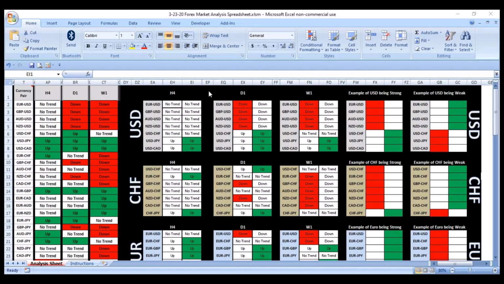Still waiting on some other pairs and groups to either consolidate and break some of the consolidations or reverse off of some of these longer term trends and give us a new direction.